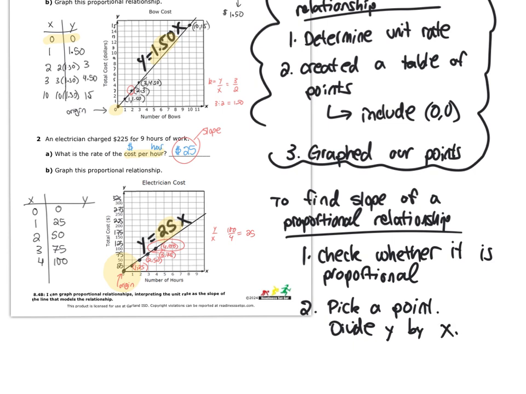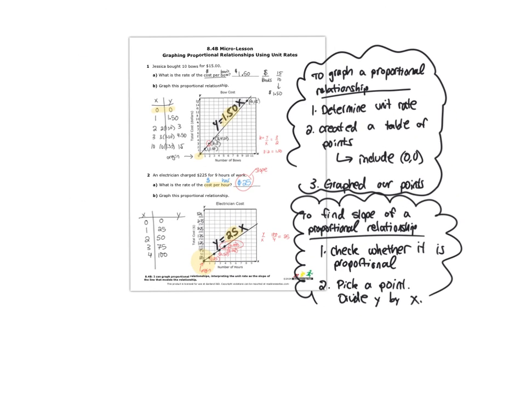But it is critically important to know that this only works for proportional relationships. For non-proportional relationships, we have to follow a different procedure. So first, you must determine if it is proportional. If it is, just pick any old point and divide the y value by the x value, and that will give you the slope. So those are the two skills we worked on here: graphing proportional relationships and finding the slope of proportional relationships. Now it's time to practice.